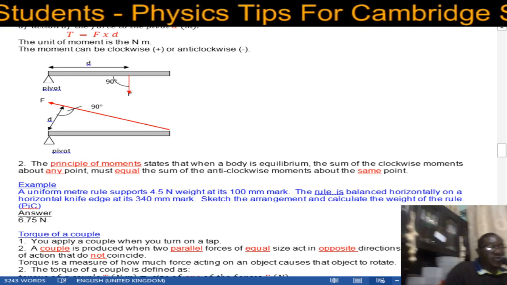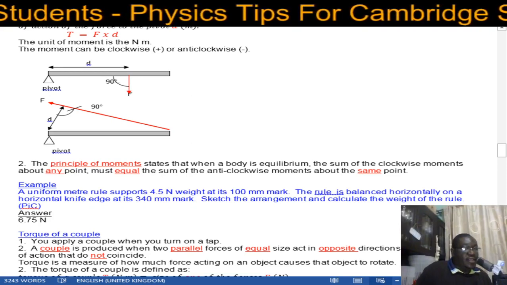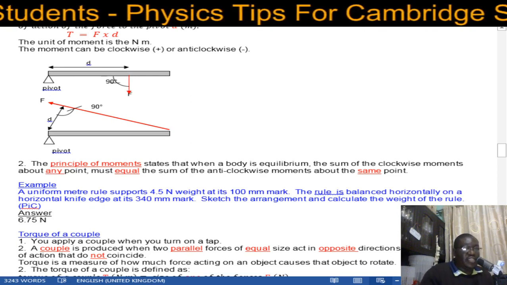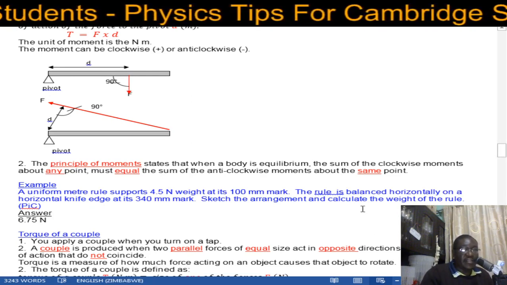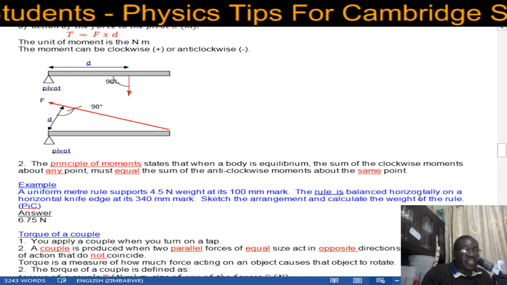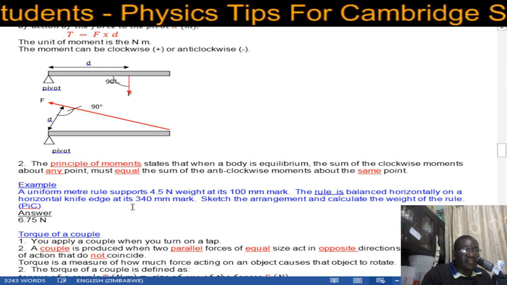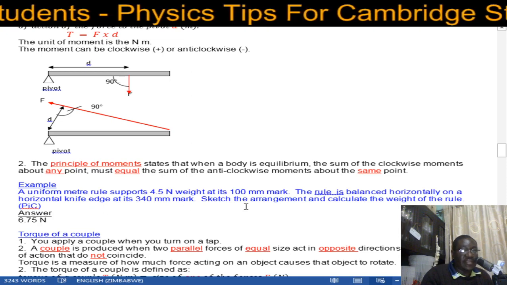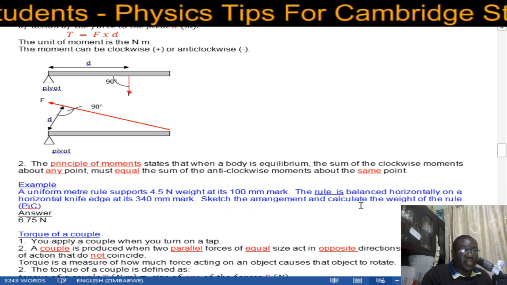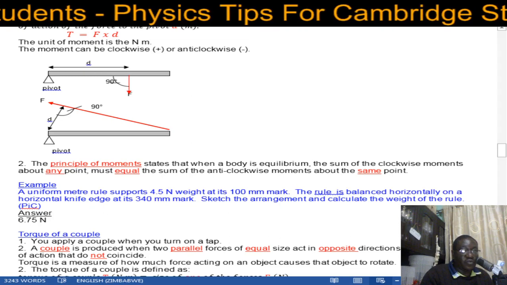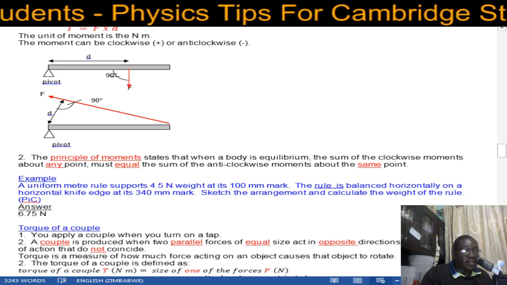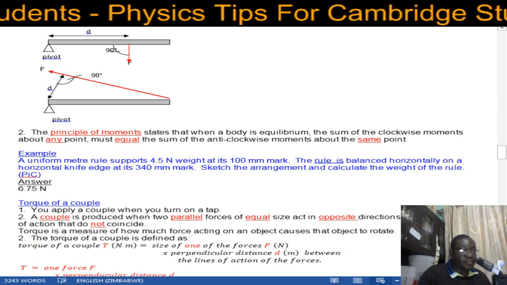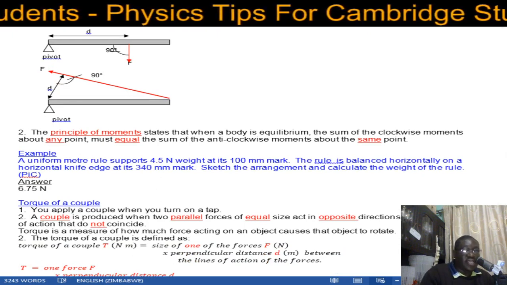Now, the first example: a uniform meter rule supports 4.5 newtons of weight at its 100 millimeter mark. The rule is balanced horizontally on a horizontal knife edge at the 340 millimeter mark. Sketch the arrangement and calculate the weight of the rule. The answer to this one is 6.75. Now, let's try and work it out.